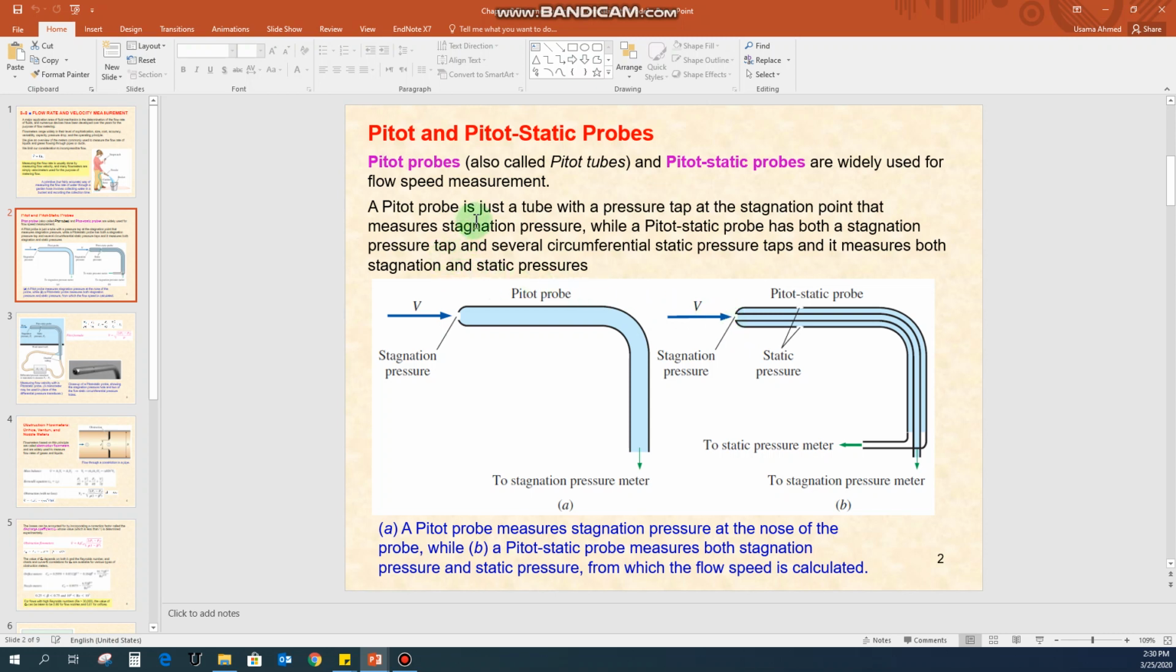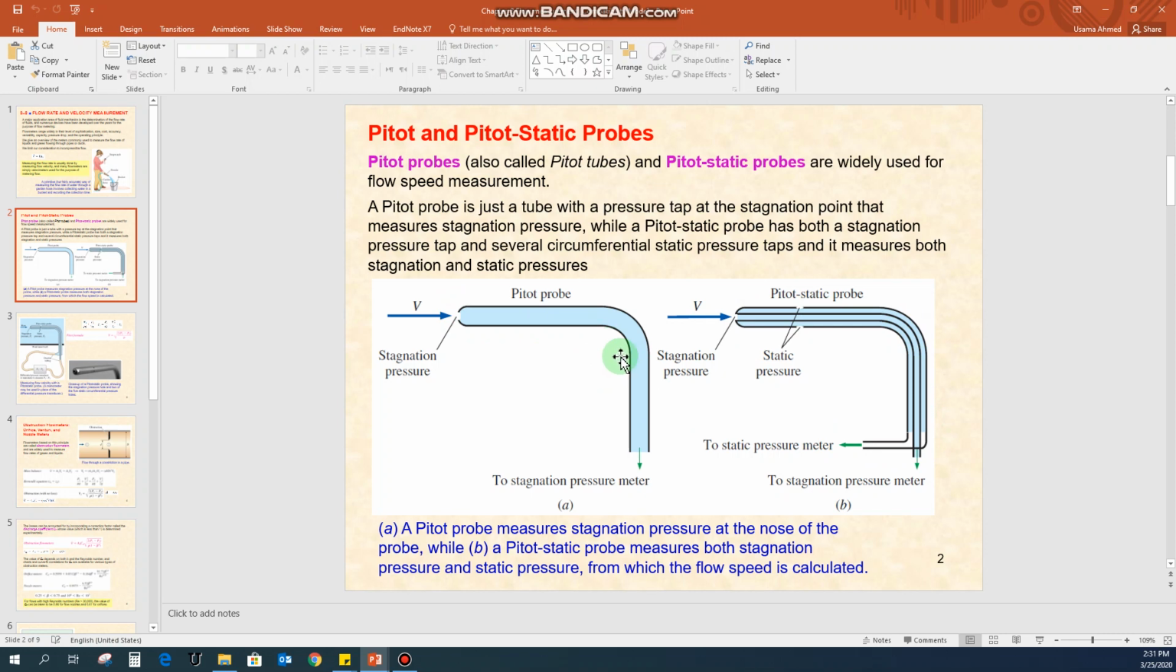A pitot probe is just a tube with a pressure tap at the stagnation point that measures the stagnation pressure, while a pitot-static probe has both a stagnation pressure tap and several circumferential static pressure taps, and it measures both the stagnation and the static pressures. So this one is a simple pitot probe, and this one is a pitot-static probe.